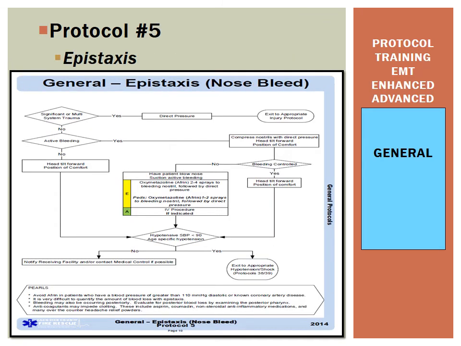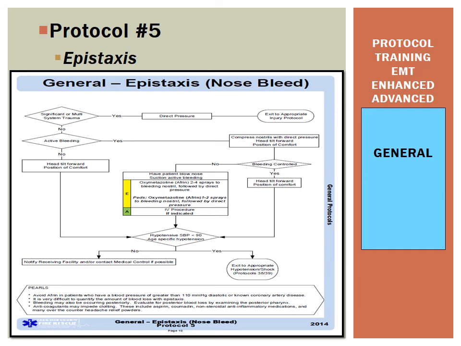Okay, so moving on to Protocol 5, the epistaxis or nosebleed protocol. You'll notice there's a new medication we're going to be carrying, oxymetazoline or Afrin. Within this protocol, the first question you need to ask is, is this nosebleed caused by significant multisystem trauma? If that is true, then we apply direct pressure and exit to the appropriate injury protocol. If the nosebleed was not caused by trauma but is actively bleeding, the first thing we want to do is compress the nostrils with direct pressure, tilt the head forward in a position of comfort, and then reassess for bleeding.